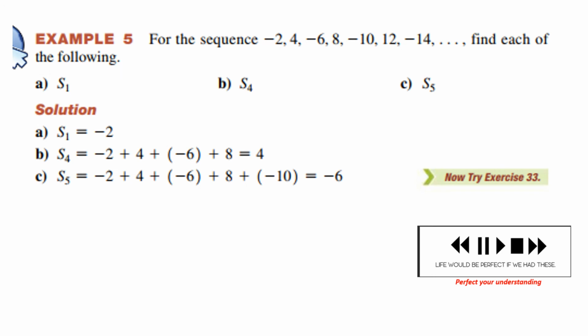So here's an example where you're supposed to find s sub n. So this means I want to find, for this sequence, what is s sub 1. Well, that's just the first term. It's going to be minus 2. Here I want to find the first 4 terms. So I take the first 4 terms in the sequence and add them up and get 4. Here I want to find the first 5 terms if I add them up. And so I'm going to be adding up the first 5 terms, and I will get minus 6. You can try this exercise to perfect your understanding.